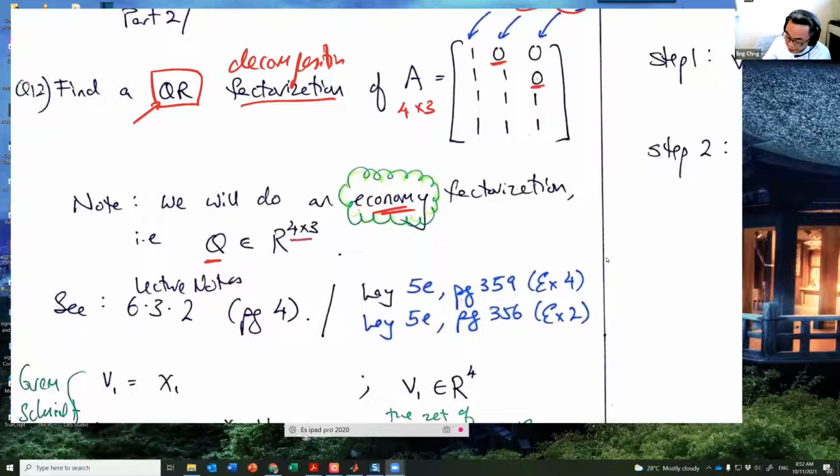Q comes out to be 4 by 3. If I have a 4 by 3 A, Q will be 4 by 3. A full QR will generate a 4 by 4. So you must be very careful. So this is an economy factorization.